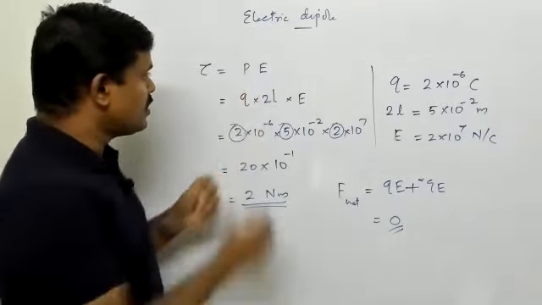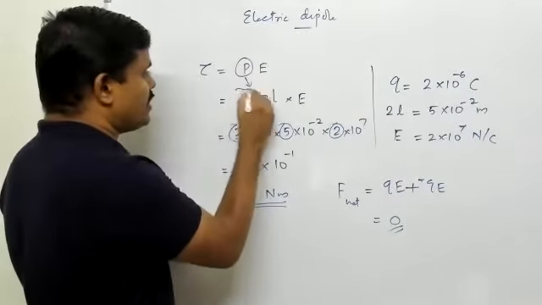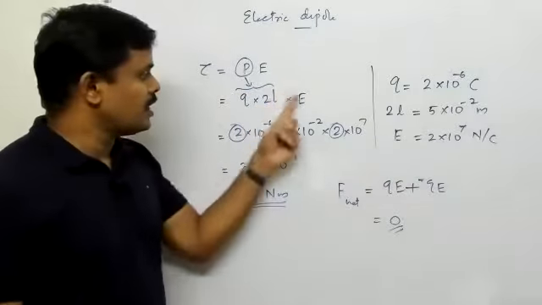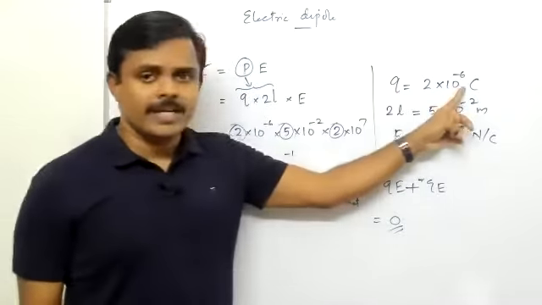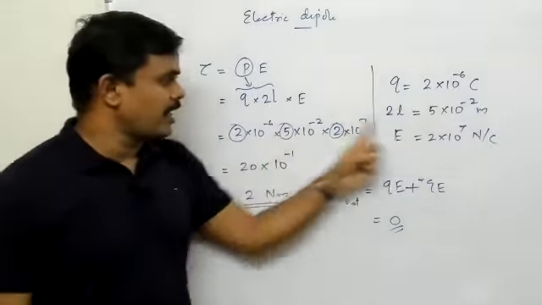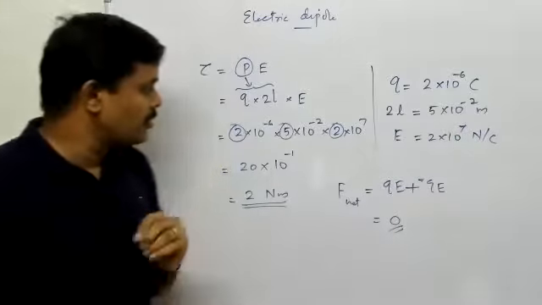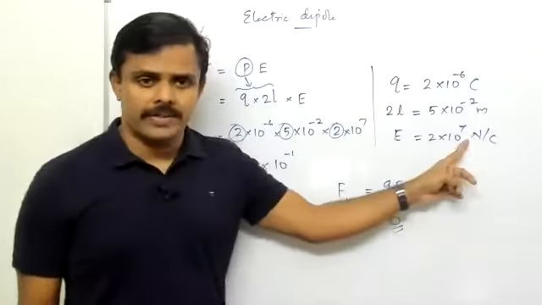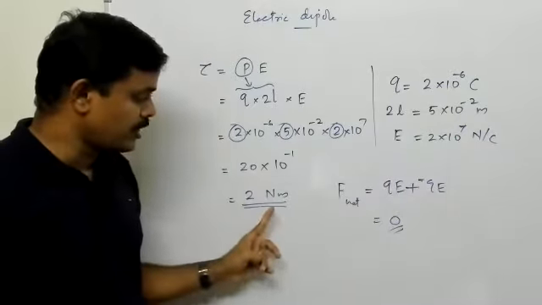So P is what? This P value we have done, it is Q into 2L into E. Q is what? 2 into 10 power minus 6. Then 2L is what? Length of the dipole, 5 into 10 power minus 2. Then E is 2 into 10 power 7. You multiply and find out, you get 2 Newton meter.